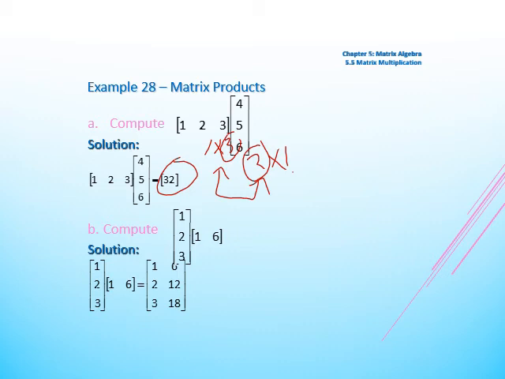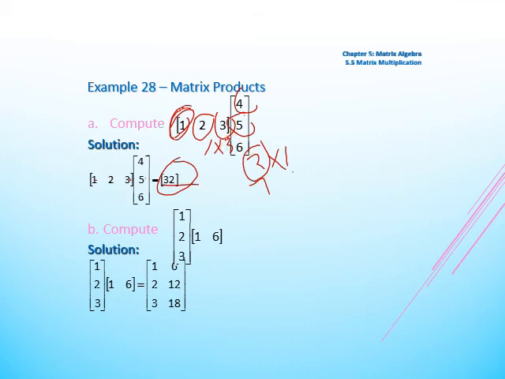Let's now see how to multiply two matrices by each other. First, we multiply the first with the first, then add 2 times 5, and then 3 times 6. Again, 1 times 4 equals 4, plus 2 times 5 equals 10, making 14, plus 3 times 6 equals 18, and the total summation is equal to 32.